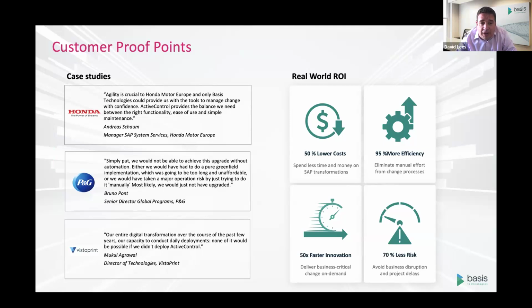And on the right-hand side, you see some of the real-world examples of how we've helped customers significantly reduce cost, drive out a large portion of the manual non-value-added work within the change processes, and significantly speed up the rate at which they're able to deploy innovation, all at the same time as reducing risk and downtime across their SAP landscape.